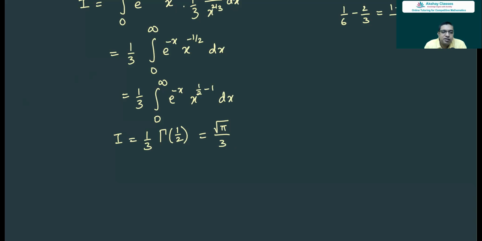Note, when you get an integral like this, immediately you can convert. So the gamma function is useful to evaluate integrals like this.